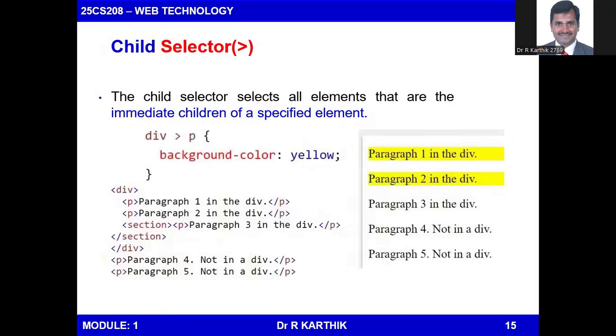Then the child selector selects only the immediate children of an element. So how to write this? div greater than p, background color yellow. Then in the division, paragraph 1 and paragraph 2 are the immediate children under the section. Then the other paragraphs 4 and 5 will be displayed normally. Paragraphs 1 and 2 will be displayed in yellow color.